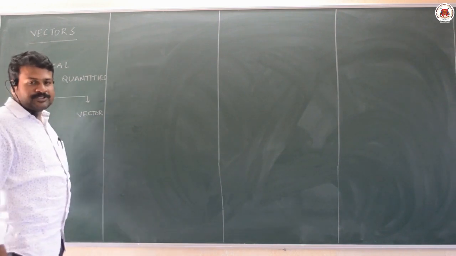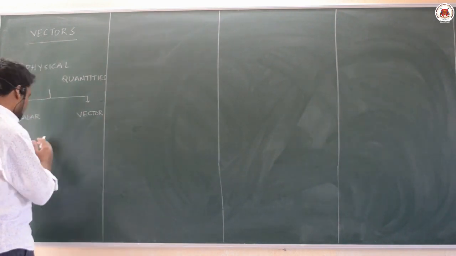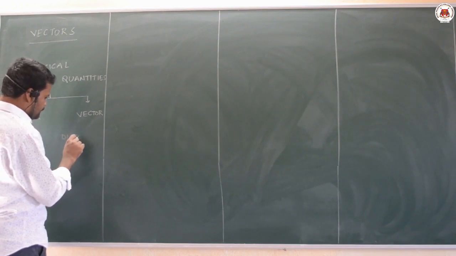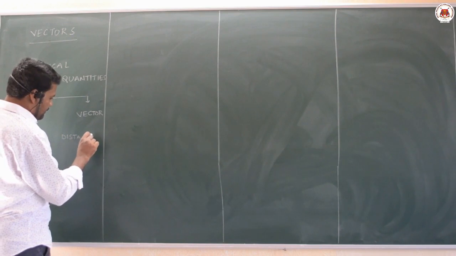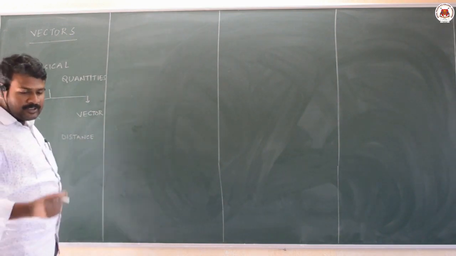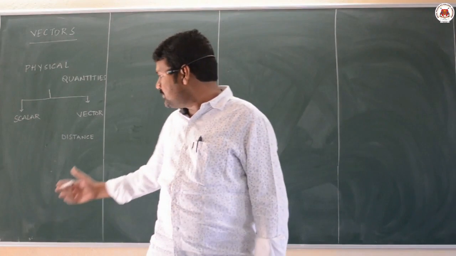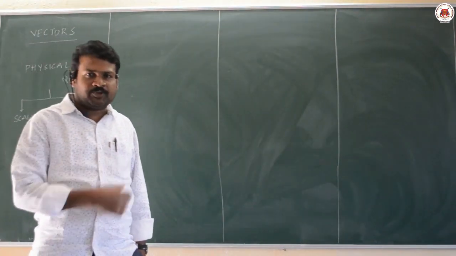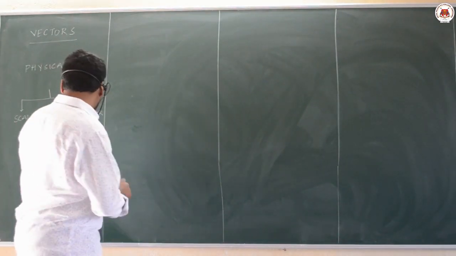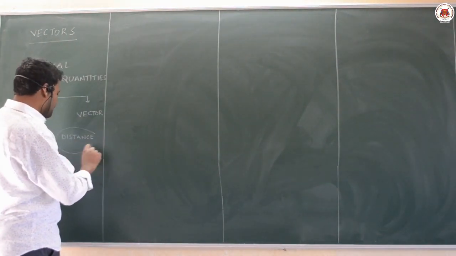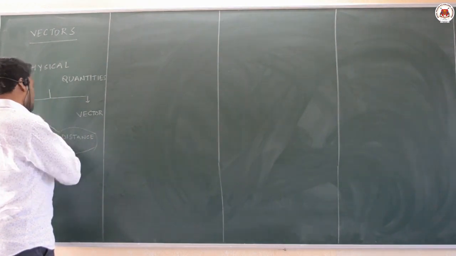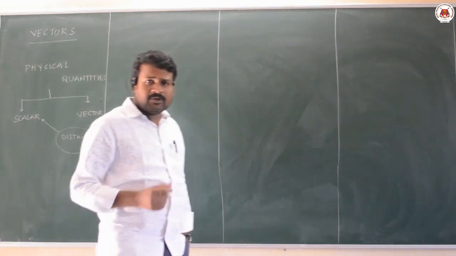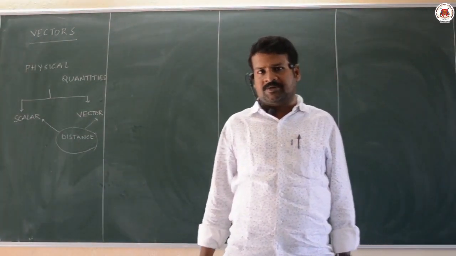types of physical quantities. Suppose we are learning about distance, it will have one definition. We know that in our bridge course also I explained distance and displacement. It will have one definition, it will have one unit, but this distance should come either under scalar or under vector. It should be either scalar or vector. So how can you distinguish scalar and vector?